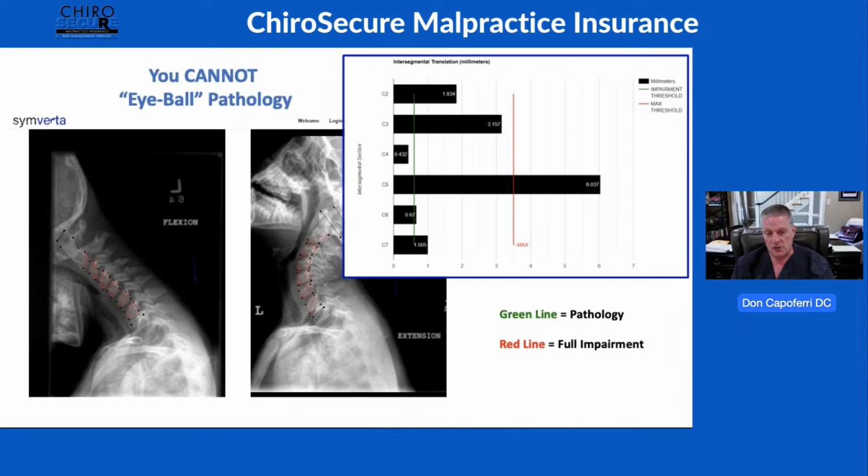Now, translation is one vertebrae sliding on the other. There's a certain amount of that that's allowable, and that's measured by the green vertical line you see there. Anything to the left of that green line is normal. But you also see here at C5 that movement of C5 goes way past the green line, which is the pathologic threshold, and past the red line, which is an administrative line for full whole person impairment according to the AMA.